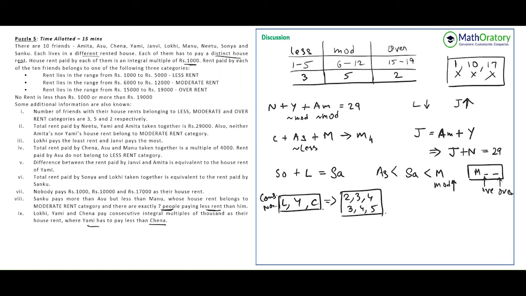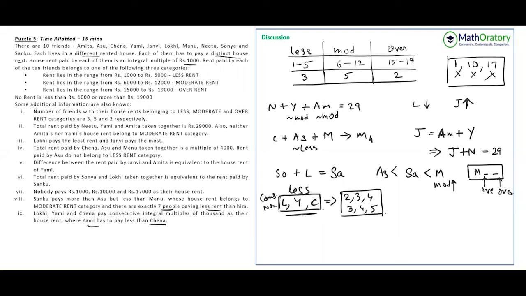So first thing, yeah. This point tells me that Amita is not in the moderate category, right? Now, if Amita is not in the moderate category, we already know the 3 people who are in the less category. So these 3 are in the less category, right? There are only 3 people. So if Amita is not in the moderate category, Amita has to be in the over category. Don't focus on Y, because Y is already, we know, in the less category. But Amita has to be in the over category, right?